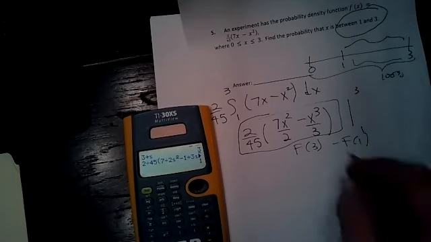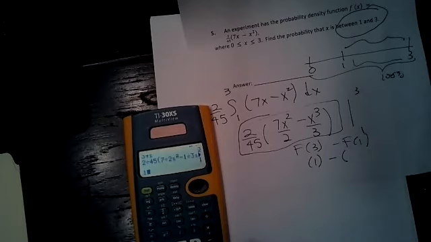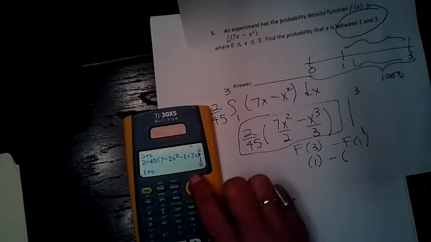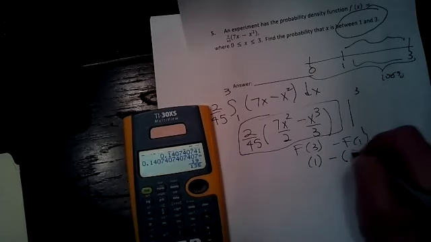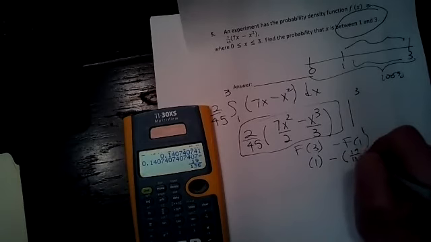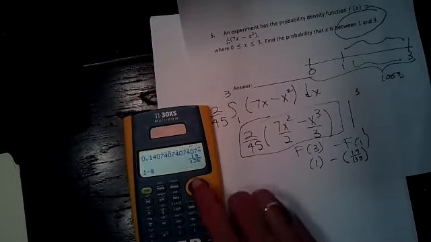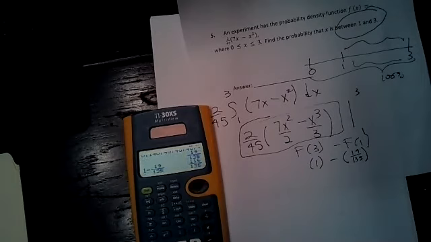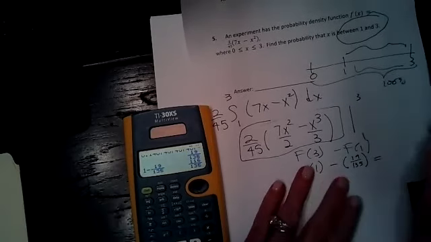And it's 1 minus, and then 1, store for x, and enter. And we put that in, and we get 19 over 135. So let's go and subtract 1 minus 19 over 135, and I get 116 over 135.